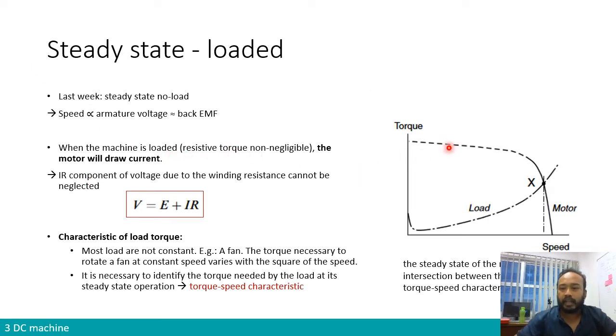What we are looking at is the dynamic interaction between your motor and your load. Let's say when you start your motor at a lower speed, the motor has a high torque at lower speed. If you have a high torque at lower speed, the torque that you are supplying by the motor is much higher than the torque that is demanded by the load. Therefore, you have an oversupply of torque, so the motor will accelerate.